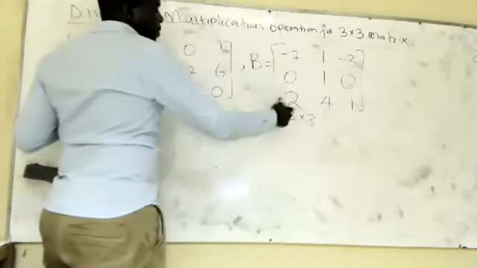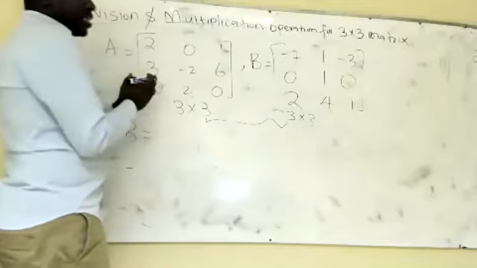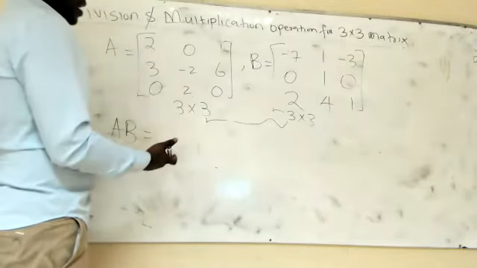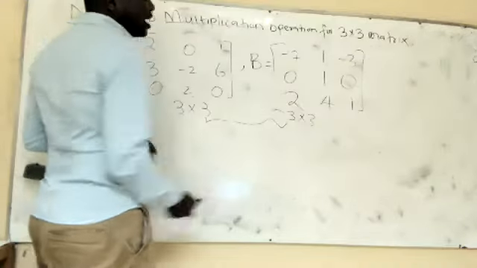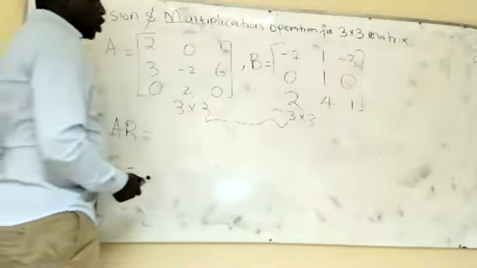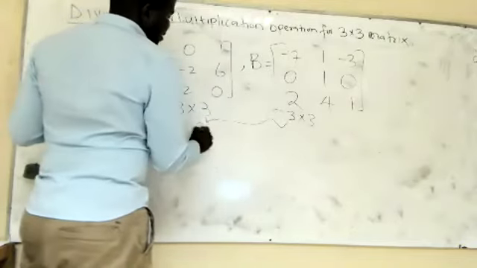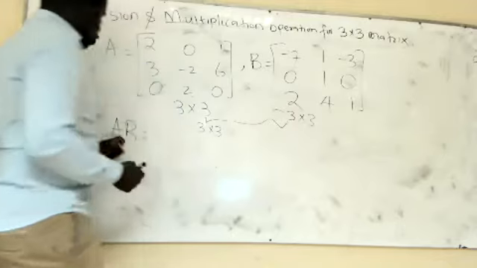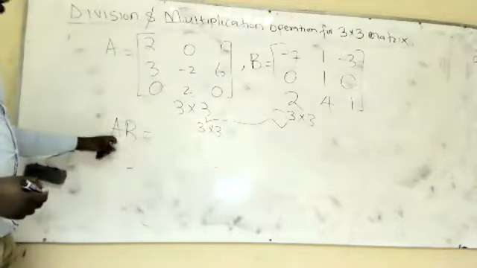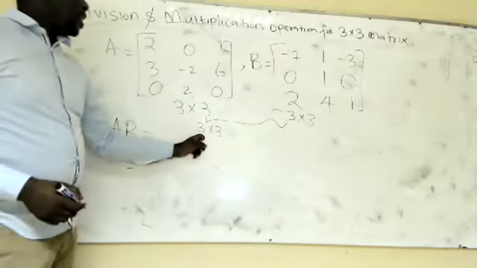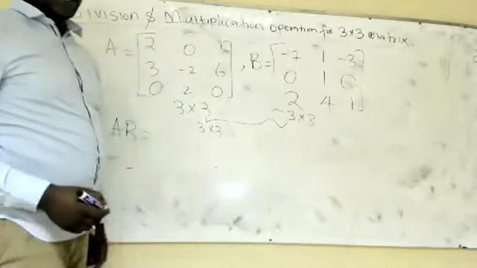These 3 must be the same as that 3 for these two matrices to be in a form where we can multiply. Otherwise, if they're different, we can't multiply them together. And the 3 outside and the 3 outside give us the size of the matrix we're going to produce after multiplication. So we're going to get a matrix of size 3 by 3.